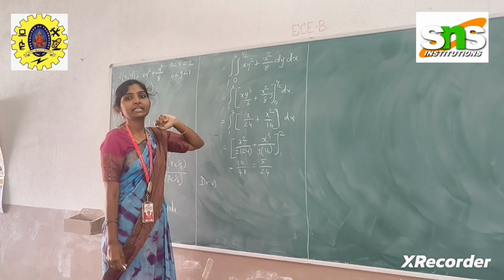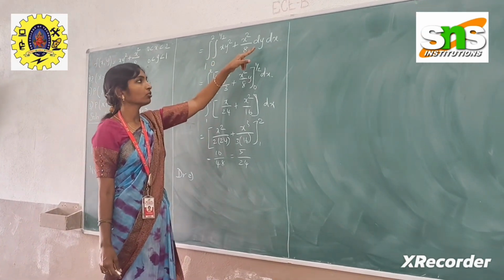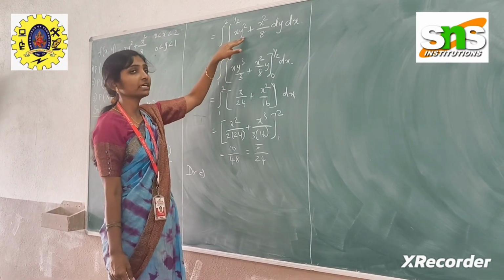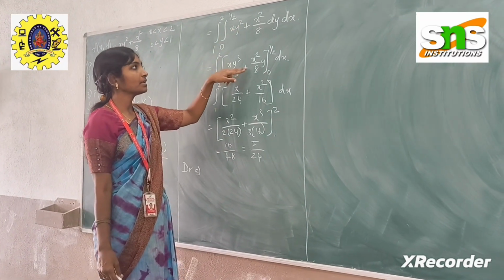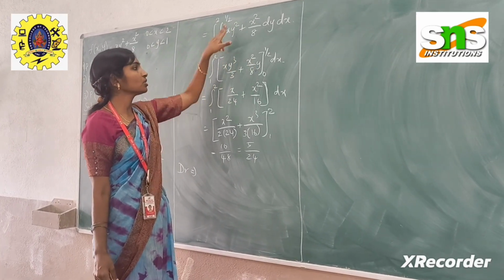Now we are going to perform the integration of the given question. The first variable of integration is y. On integrating with respect to y, we have xy squared here. x is a constant, and on integrating y squared, we have y cubed by 3. Plus x squared by 8 is a constant, and on integrating it, we have y here, within the limit 0 to 1 by 2.